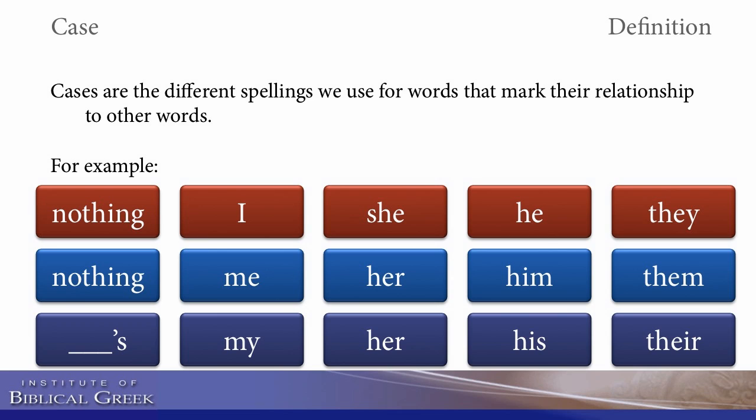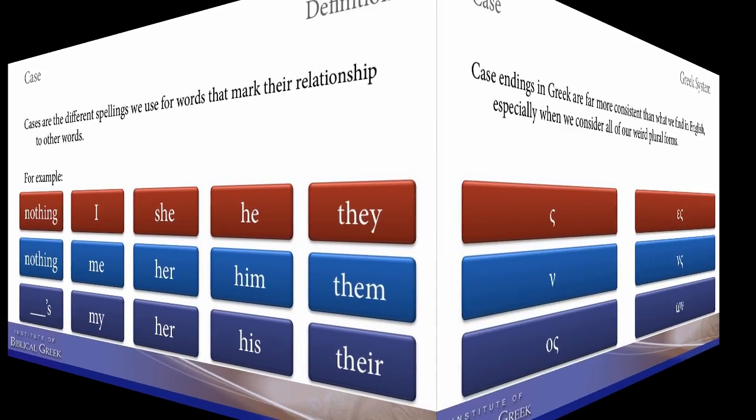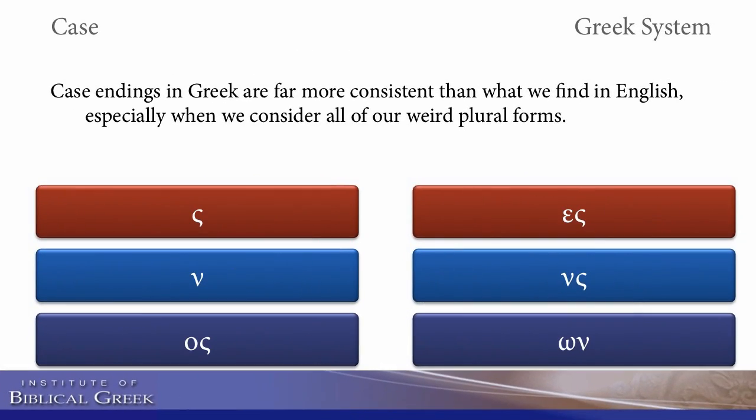The Greek system is far more consistent than English, especially when we consider all of our weird plural forms like oxen and geese and feet. This chart shows us that we have one set of endings for singular, sigma for the nominative singular, epsilon sigma for the plural of that, nu for the accusative, nu sigma for the plural. Notice we're just adding sigma or an epsilon to make it plural, very similar to English. And then the genitive forms both have an o, os for the singular and on for the plural.